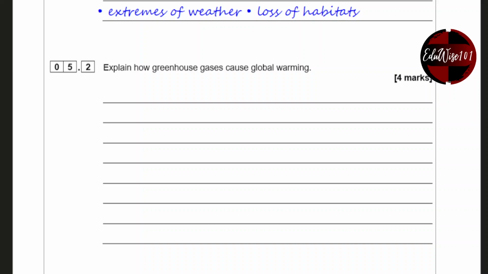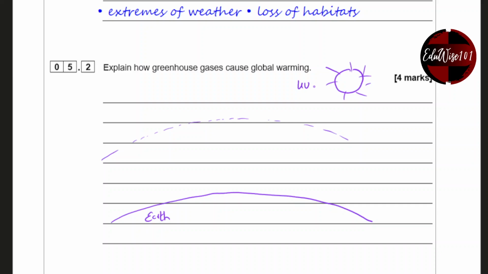Now for 4 marks, the best way is to understand what actually happens in the form of a diagram. So let me draw a simple diagram and then I'll describe the answer. Let's say that's the Earth, and we have the atmosphere on the top. And we have the sun. Now the sun emits UV and infrared light and visible light.